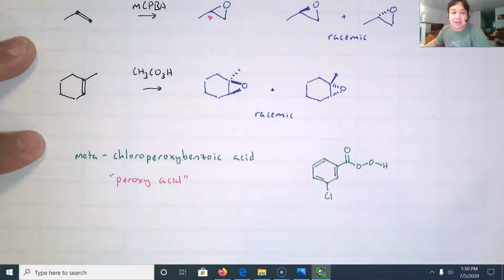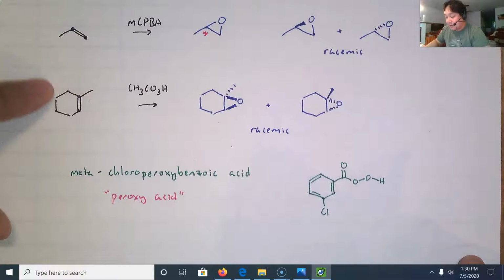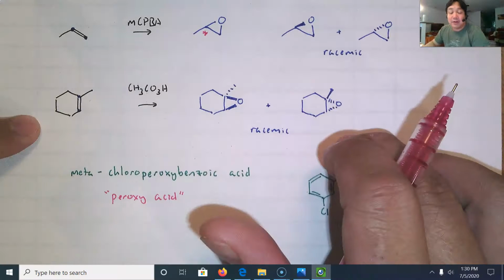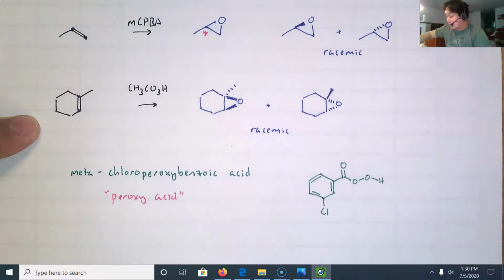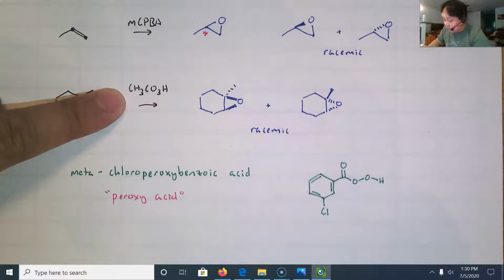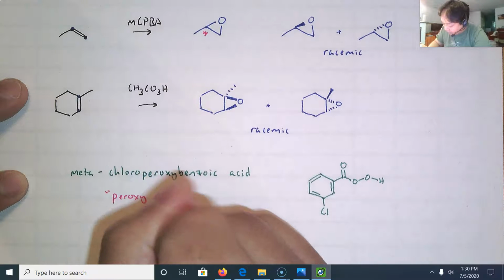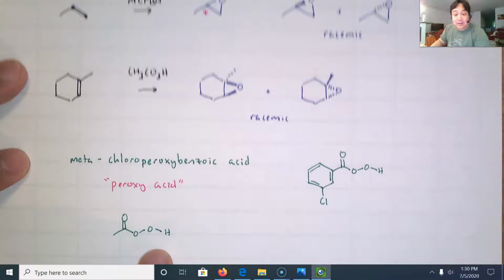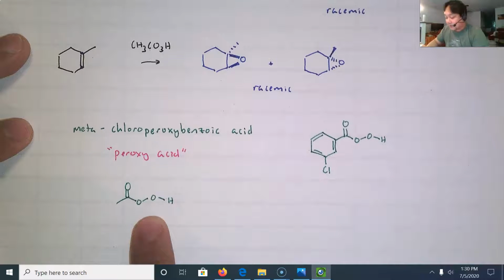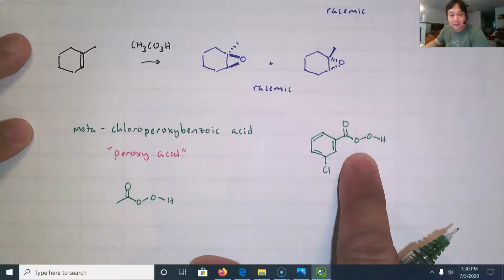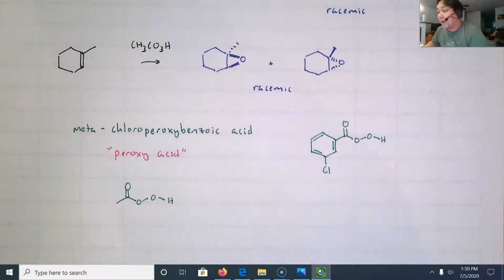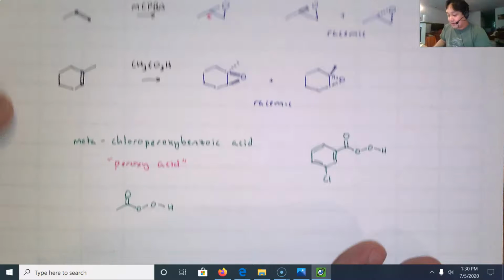When you react an alkene with a peroxy acid, you will get the epoxide. What about this then? Well, that's still a peroxy acid because it looks like this. See how we have in common the 3 oxygens, the carbon, and the hydrogen. Okay, that's how to make an epoxide.